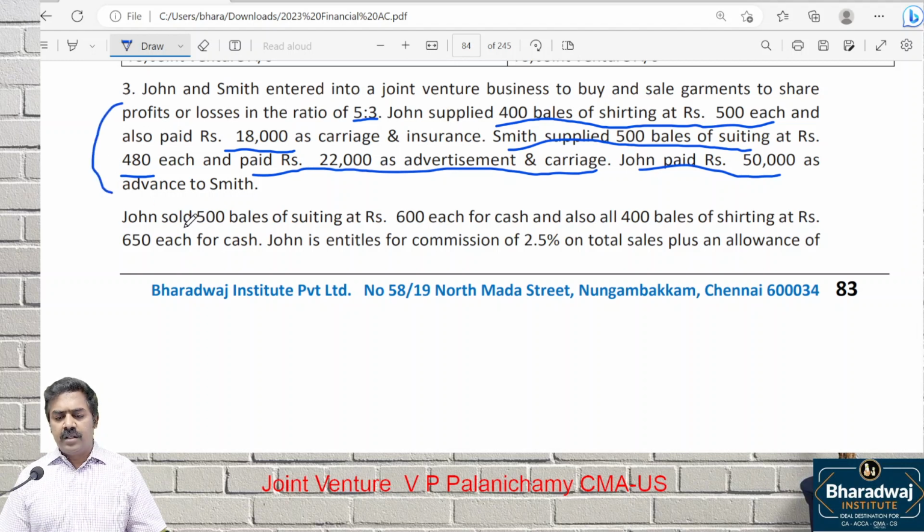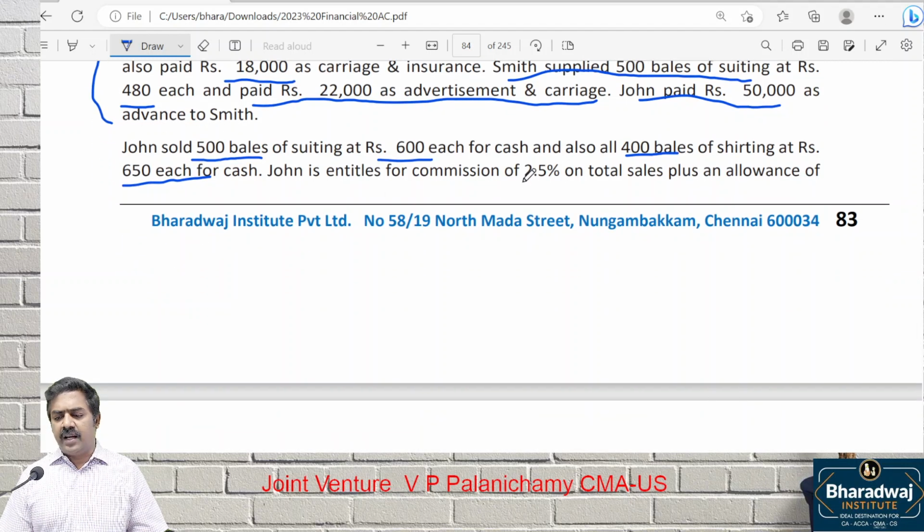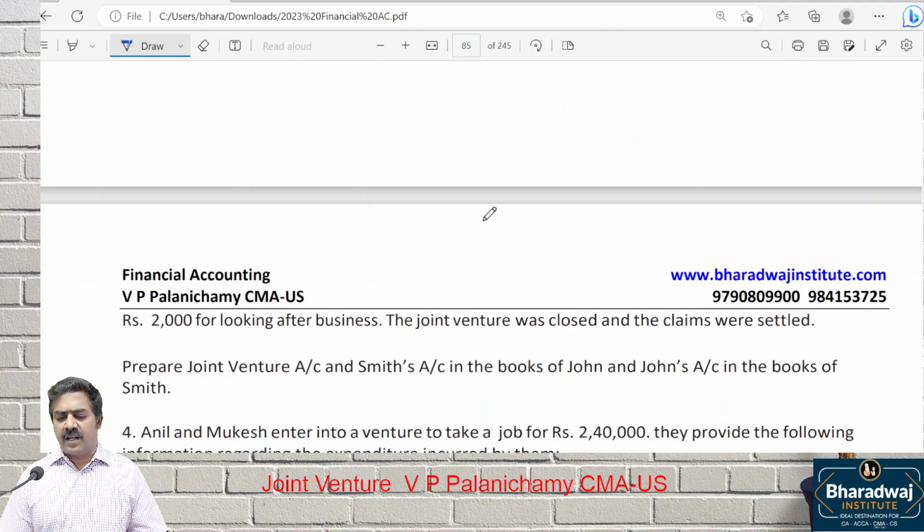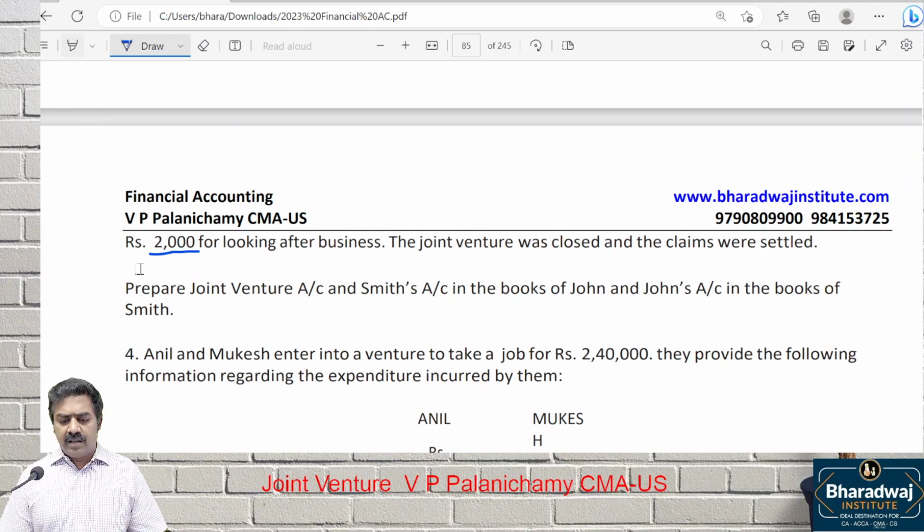Look at the income. John sold 500 bales of shirting at 600 each, and also all 400 bales of shirting at 650 each. John is entitled to a commission of 2.5% of sales plus an allowance of 2,000 for taking care of business. The joint venture is closed. The claims are settled. Look at the last line of this question. Prepare the joint venture account and Smith account in the books of John.